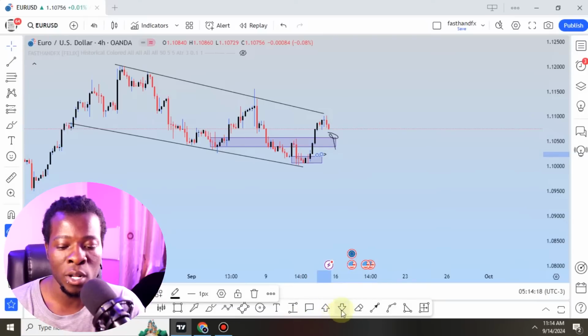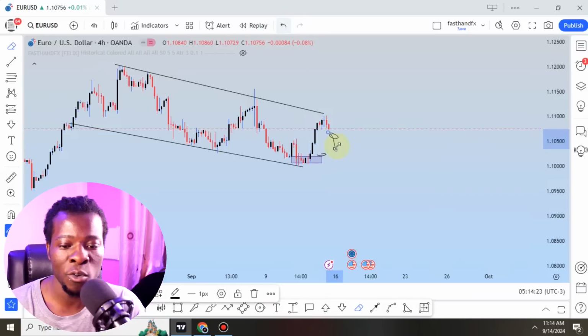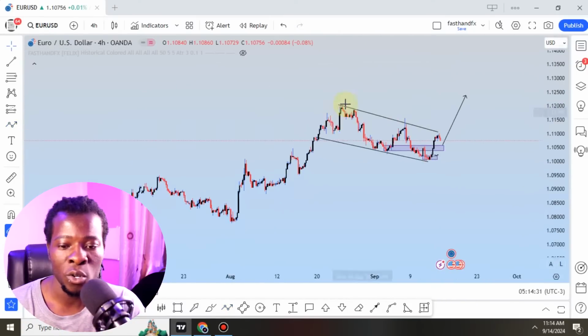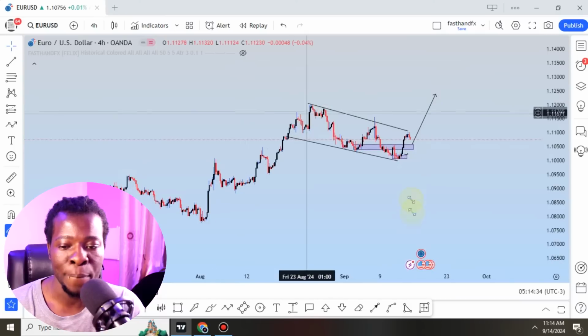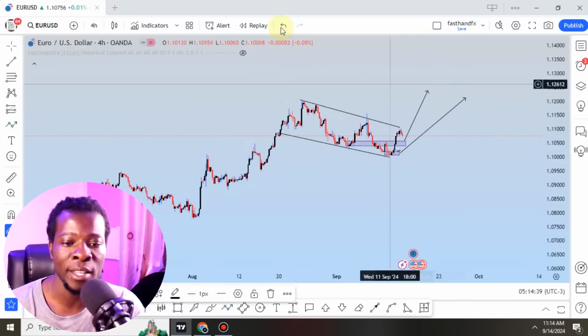If we get a good confirmation right here, then that means we're taking our buy right here in anticipation that price will try to take this high, right? And if price continues dropping, the next level we should be looking out for is this zone right there. I hope that makes sense, right?